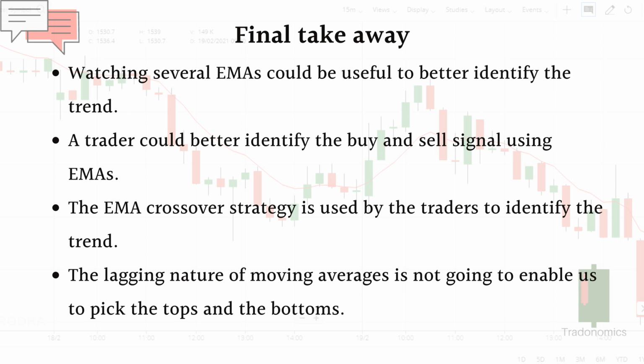We have discussed it. And the lagging nature of moving averages is not going to enable us to pick the tops and bottom. This is most important thing, because this is also a lagging indicator. So when price moves above or below the moving averages, it reflects the changes after some time. It lags for some time. So it is very difficult for us to find out the tops and bottom of the trend.